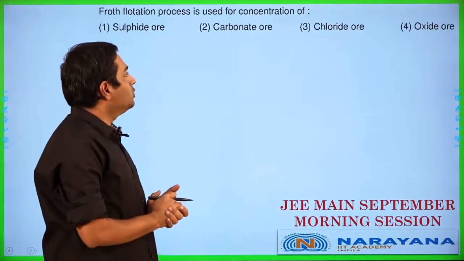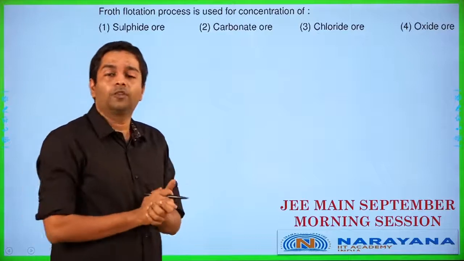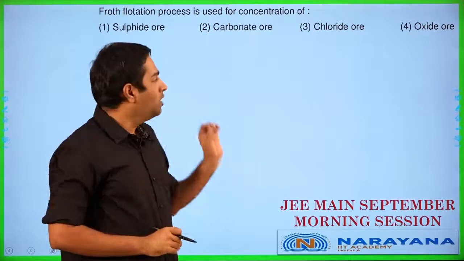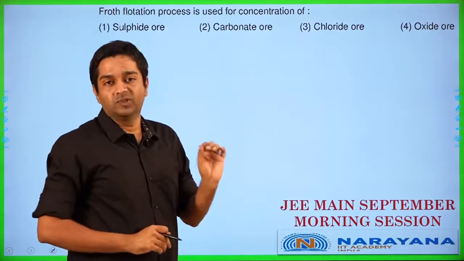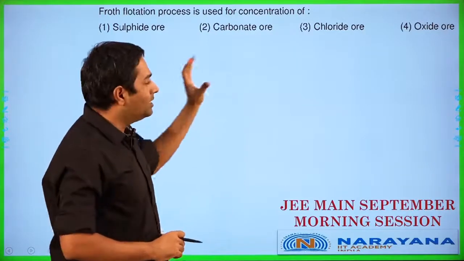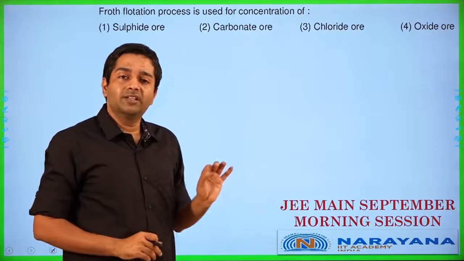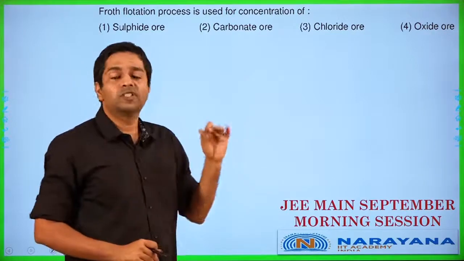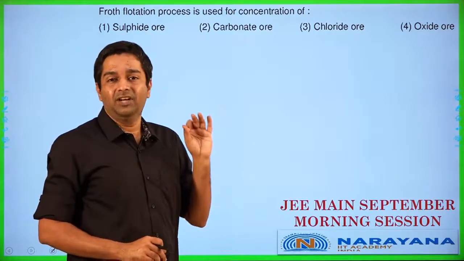Froth flotation is used for concentration of. Now when we talk about froth flotation here, this is a process which is exclusively used for sulfide ores in this particular case over here. Now why is it used for sulfide ores? The main reason is because froth flotation is based on the tendency of a substance to undergo selective adsorption.